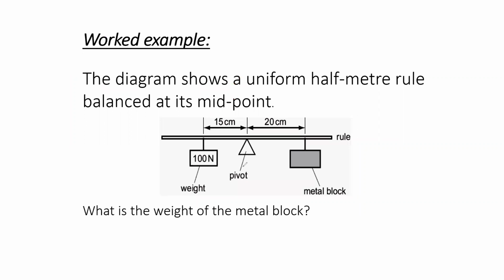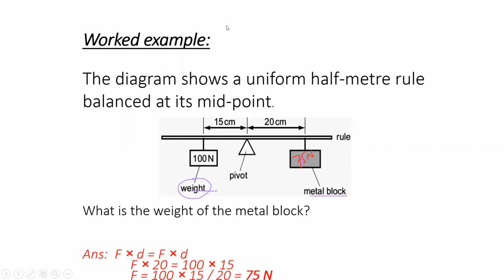Now coming back to this example, what will be the weight of this block? Which object is heavy, the metal block or this 100 newton? Which object is heavy? A weight of 100 newton or the metal block? The weight of 100 newton is heavy because it is closer to the pivot, and already we calculated this value in the previous example. It was 75 newton. So whenever we want to balance the object, heavy objects are placed closer to the pivot and lighter objects are placed away from the pivot.